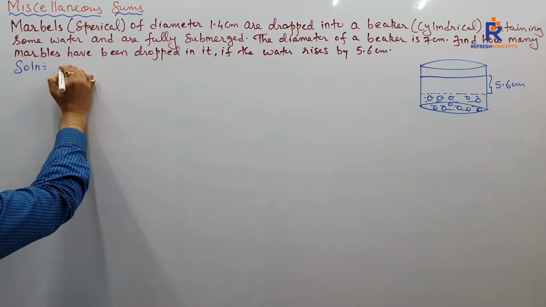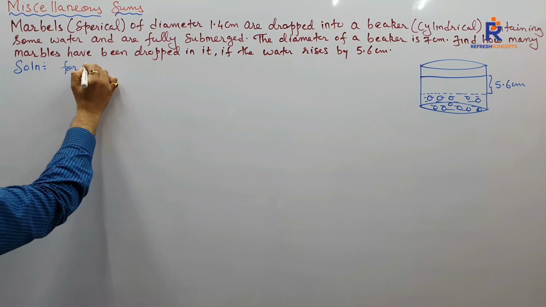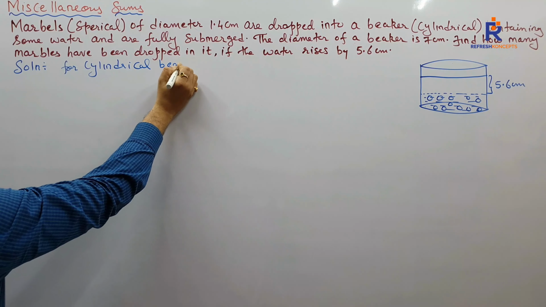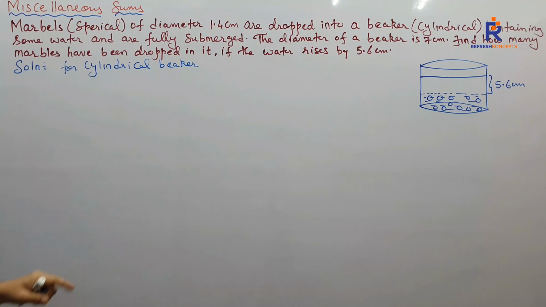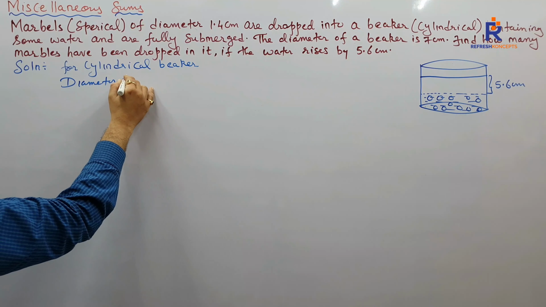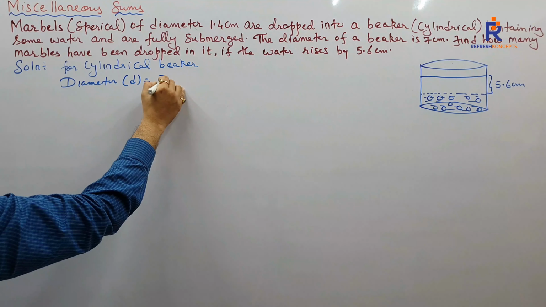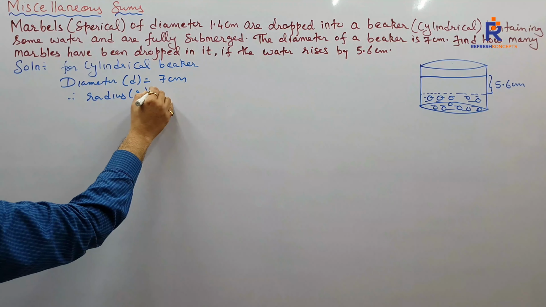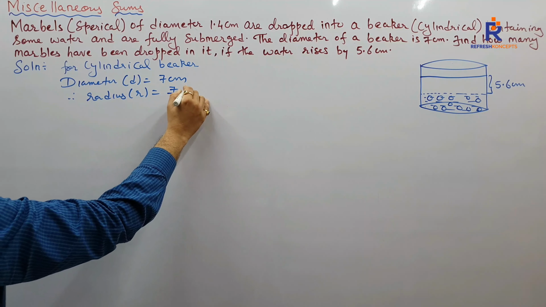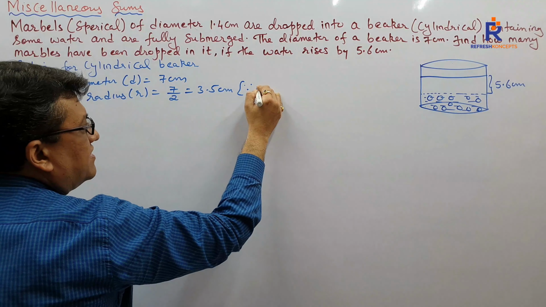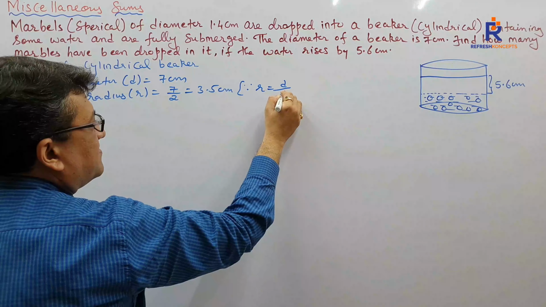First, I shall say for the cylindrical beaker. They say the diameter is 7 centimeter. So the diameter D is 7 centimeter. Therefore, radius R is 7 by 2, 3.5 centimeter. As we are aware, radius is half the diameter.